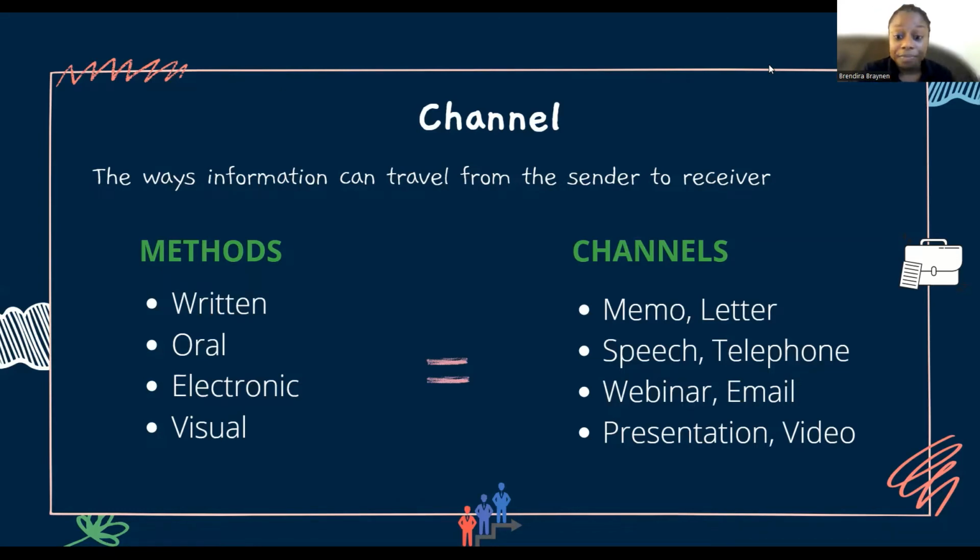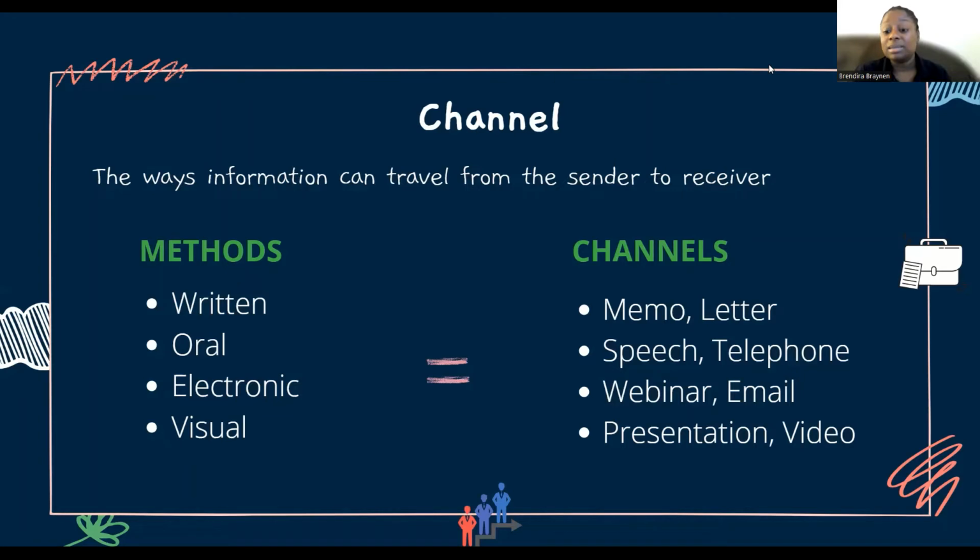If it's oral, it's going to be something that involves speaking. So maybe a speech or a telephone call is the way you decide to send the message. If it's electronic, maybe you use something like a webinar or an email. If it's visual, maybe you use a presentation or a video to send your message across.